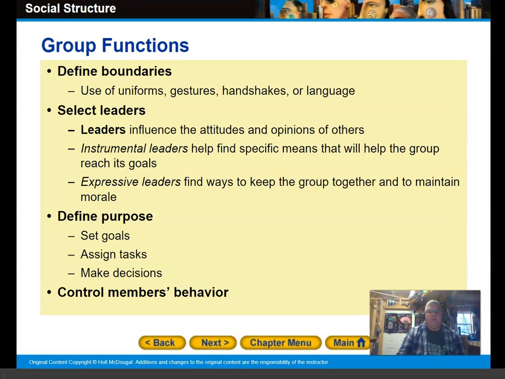They define purpose. They set goals, assign tasks, make decisions, and control members and behavior.